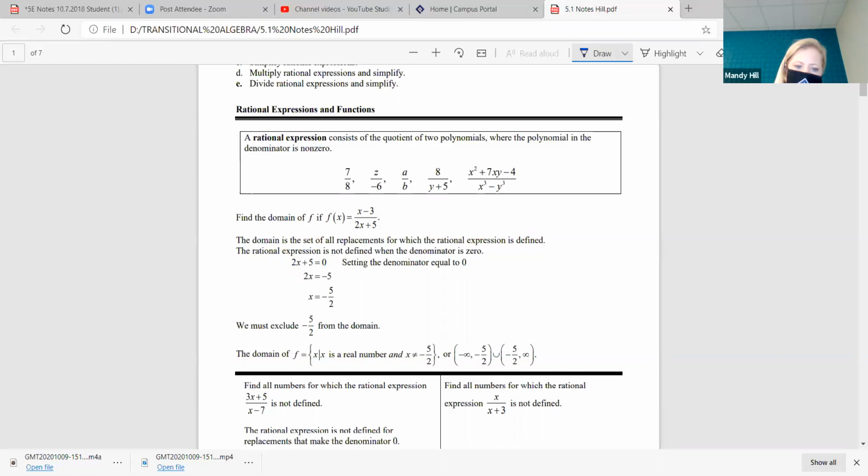Okay, and it's been a while since we talked about domain, but domain represents your x value. What can x be? In the equation, what is x allowed to be that it doesn't cause any problem? So it says find the domain of this function, x minus 3 over 2x plus 5. Well, we talked about this earlier in the class, but the bottom of a fraction cannot be equal to 0.